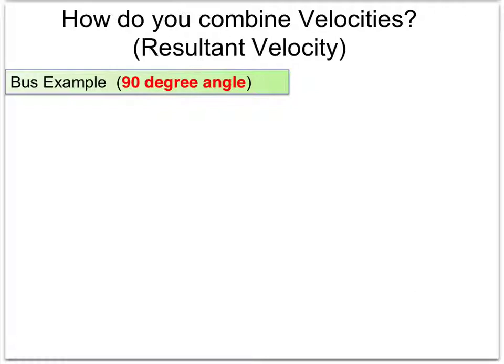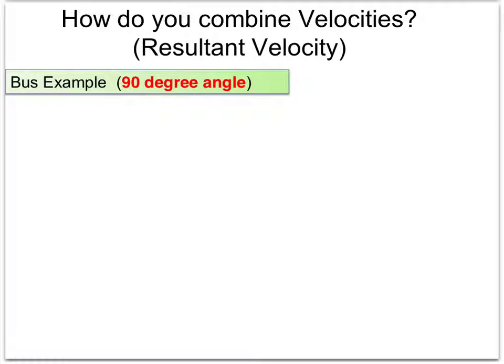Turns out, though, of course, things don't always go in the same direction or exactly opposite. What happens when something's going 90 degrees? And this says bus example, but bus doesn't actually work for this. Could be an airplane, could be a river. The lab you did used a river as an example.